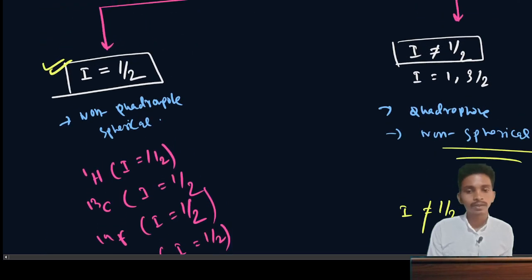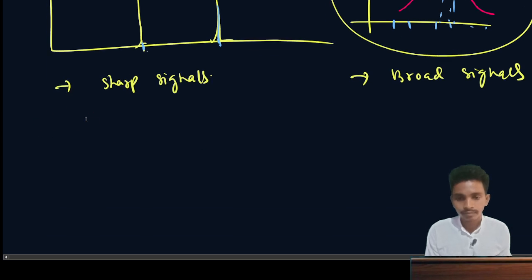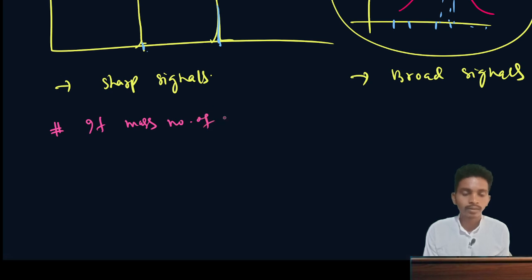Now the question will come: for which cases will I be half? How do we say that I is half in this case and I is not equal to half in that case? There is a simple trick for this. If the mass number of an atom is odd, then I is equal to half.